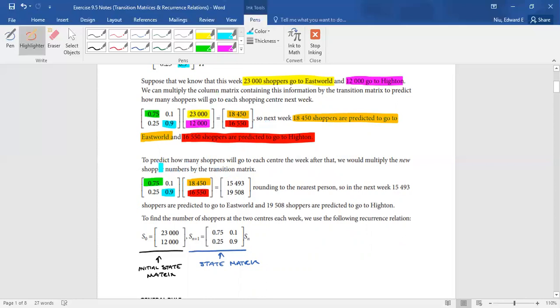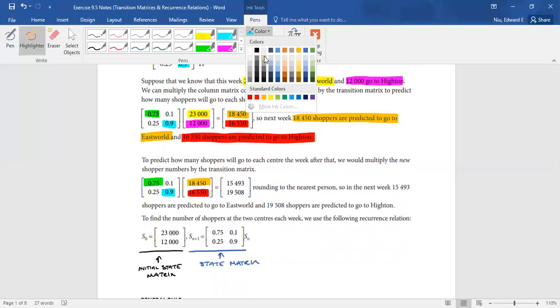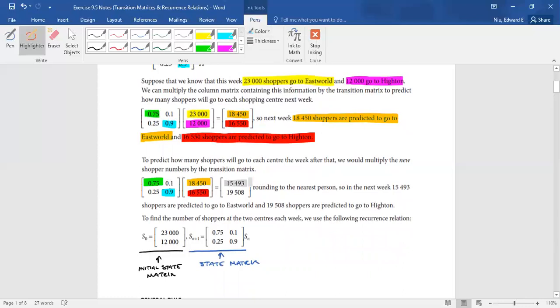Now to figure out what's after 2 weeks, we take this and plug it in again, and this will tell us roughly how many people we can expect in week 3 at Eastworld and Highton. So I'm hoping you guys are getting the gist as I'm running out of colors to shade these values in.